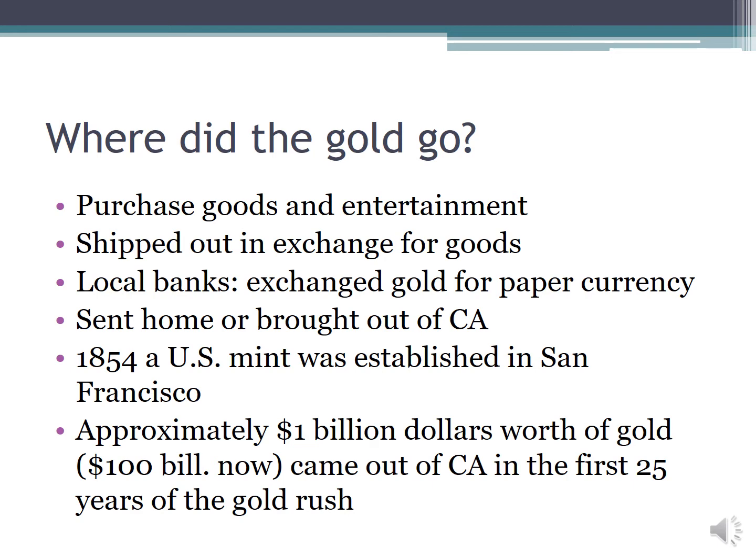In 1854, a mint was established in San Francisco specifically for minting gold coins, mostly gold coins. There's no longer an operating mint in San Francisco today, but the facilities are still there, and sometimes they do make commemorative coins and things like that. But at this time, it's actually pumping out real gold currency. So you can see on the slide $100 billion worth of gold just in the first 25 years of the gold rush, and that would be about $100 billion now. So huge amounts of money.